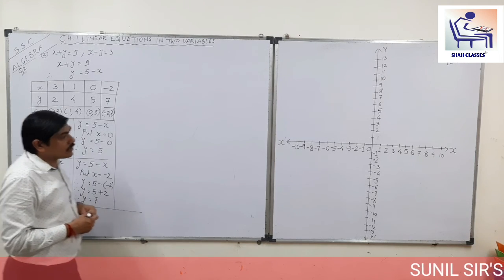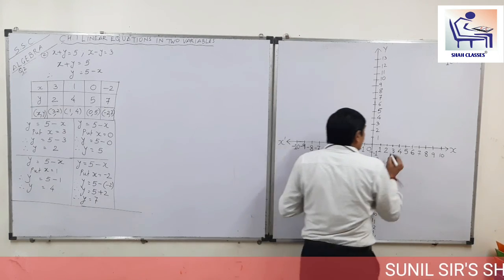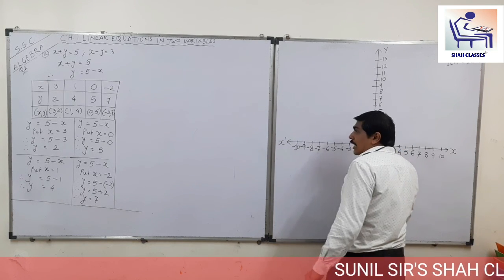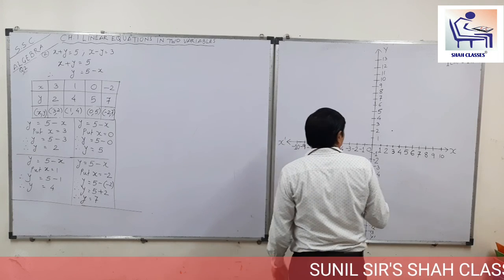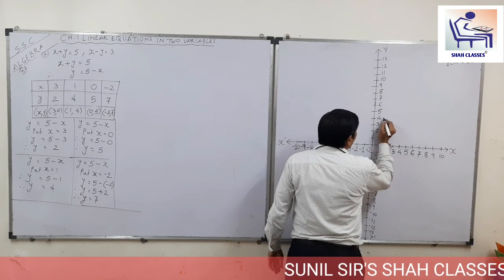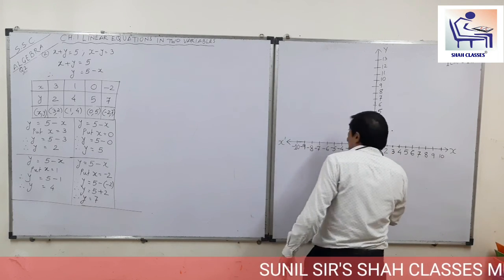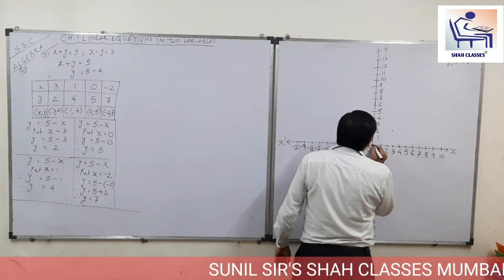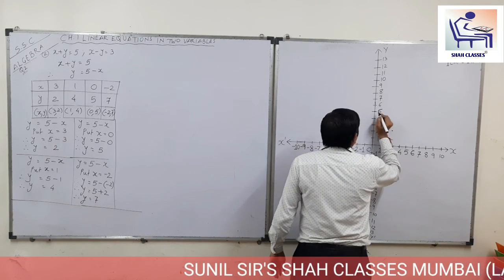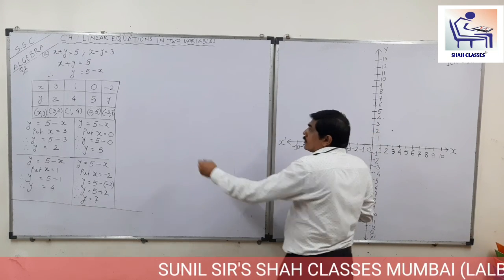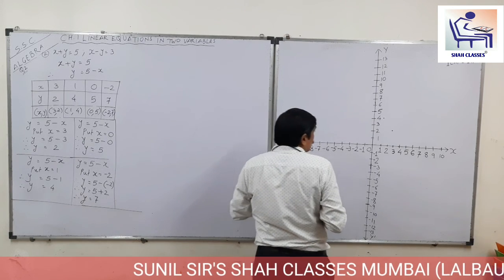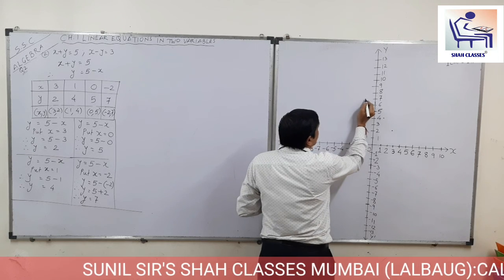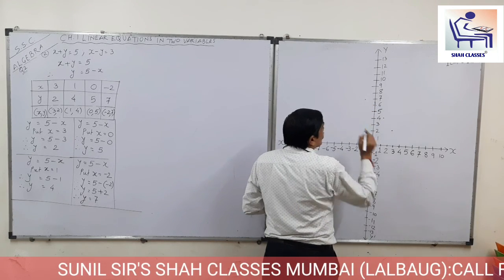So first point is 3, 2 and here your 2. Now the second point is 1, 4. So on the x axis 1 and on the y axis 4. Now the third point is 0 on the x axis and 5 on the y axis. The fourth point is minus 2, 7. Minus 2 on the x axis, this is on the negative side, and 7 here you will get it.